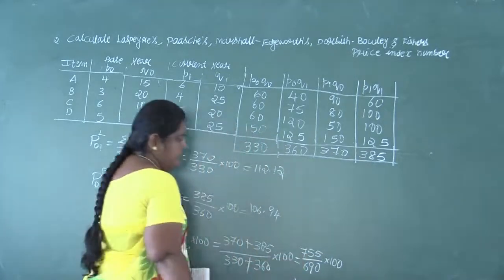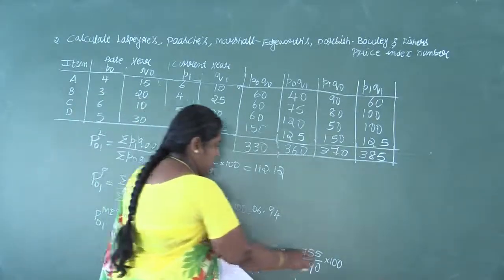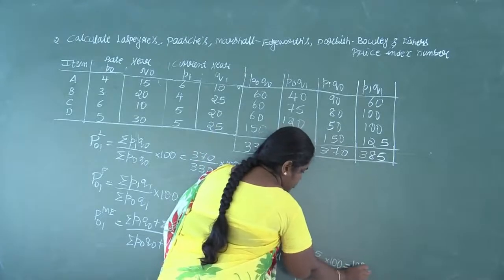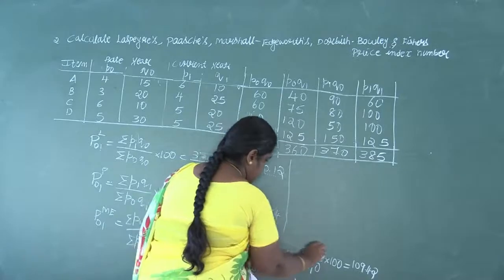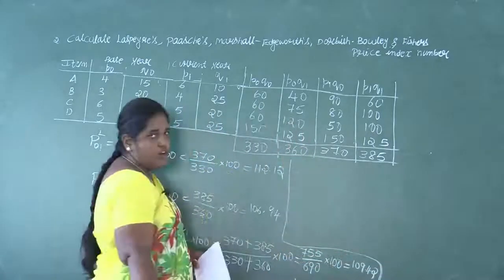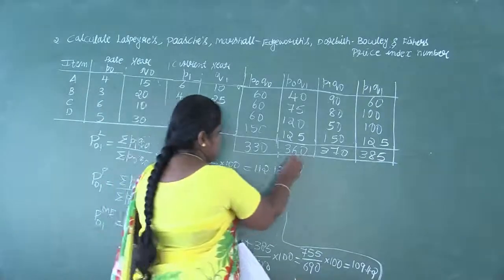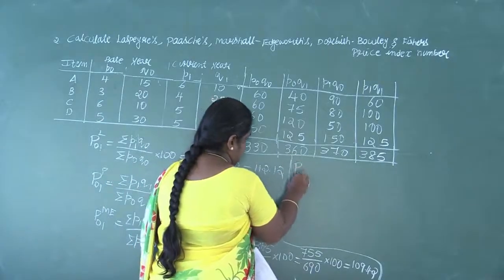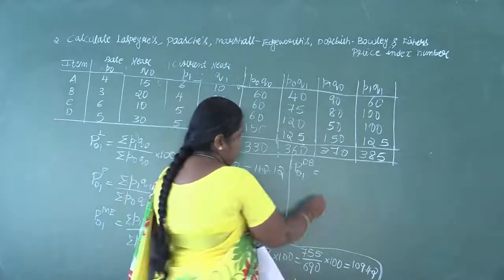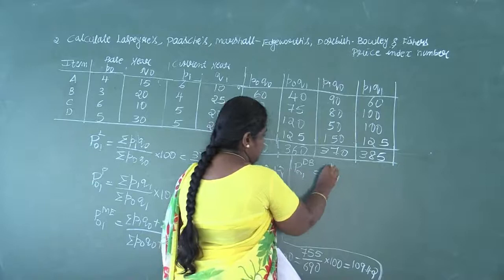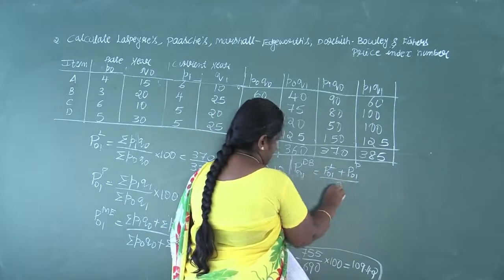So divide 755 and 690, then multiply with 100, we'll get 109.42. So this is regarding the Marshall-Edgeworth. Then we have two more methods, that is Dorbish-Bowley and Fisher's price index number. And since we have calculated the Laspeyres and Paasche's, we'll be using the simple formula, that is P01DB equals P01L plus P01P divided by 2.